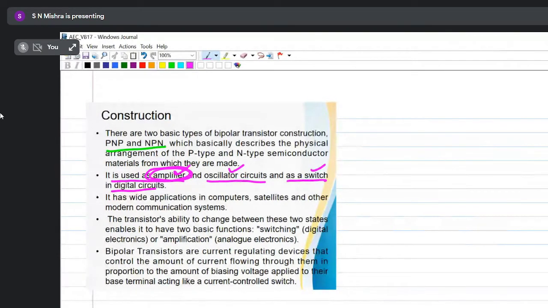So amplification, oscillator, switch, all these things use this transistor. Computers, satellites, communication systems, all of these use amplification. Without that, this is not possible. The transistor's ability to change between these two states enables it to work as a switch. So amplification, switching, right? You have seen the logic gates: AND gate, OR gate, NAND gate, NOT gate. You have studied them, I think. Inside these logic gates, there are transistors.